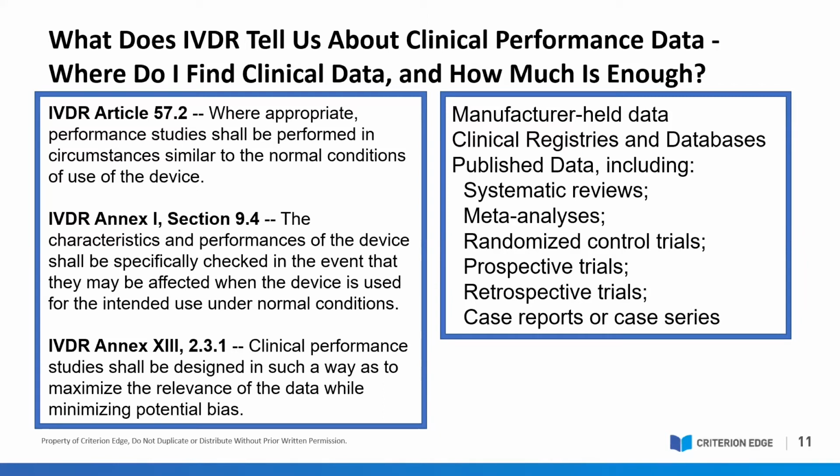That gets into those real world scenarios, anything that can result in unexpected results, even if the device performs as it was originally designed. And finally, clinical performance studies need to be designed in such a way as to maximize the relevance of the data while minimizing the chance for potential bias. So these definitions are fairly straightforward, but they really don't provide us much direction in terms of where to look for all of this data.